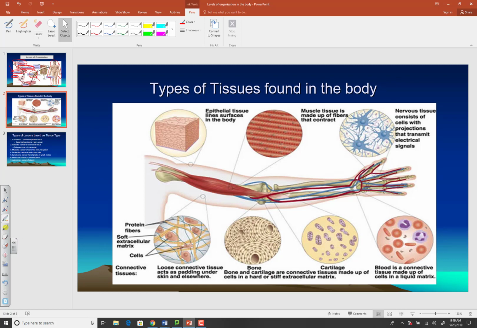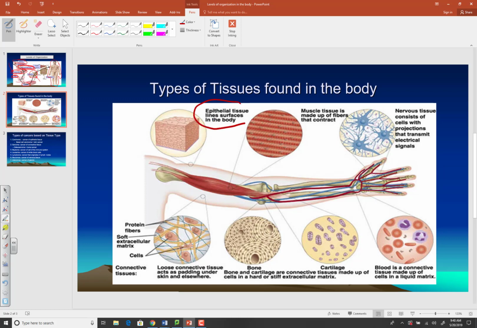So the types of tissue, and this is really what I want you to understand. Each tissue type has a particular function. All right? And Nicole's going to be going over that in a little more detail in lab. So this is what I want you to know for the lecture portion. These are the tissue types.